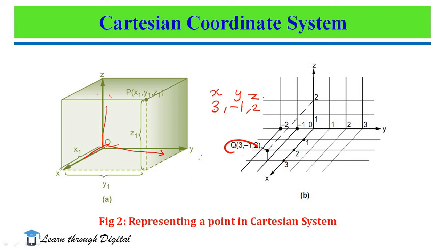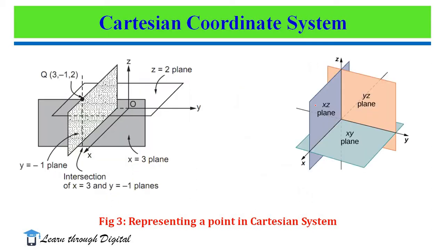So the intersection of these 3 planes gives the point P in the rectangular coordinate system. This figure illustrates the intersection of the x equal to 3 plane, the y equal to -1 plane, and the z equal to 2 plane. So we imagine that the intersection of these 3 planar surfaces gives the point P in the rectangular coordinate system.